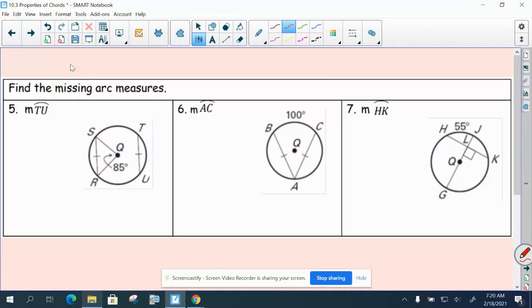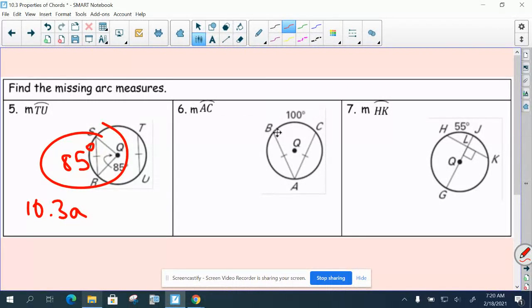All right, find the missing arc measures. The measure of arc TU. Well, they're saying that this chord is the same as TU, so that means whatever the measure of arc SR is, that's going to be the measure of arc TU. Now how do you know the measure of arc SR? Well, its central angle is 85, so this is going to be 85, so that means the measure of arc TU will be 85. And this would be 10.3a.